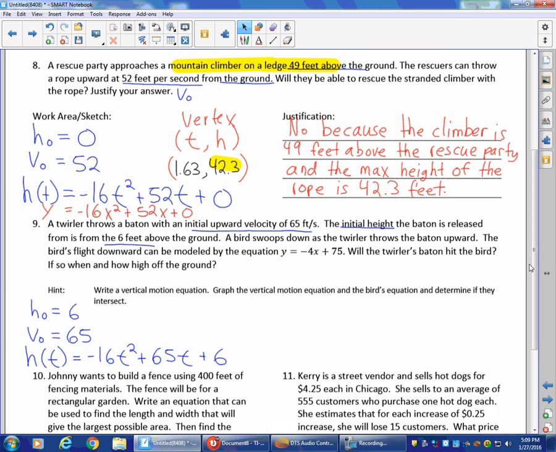The other part that's going to be special here is I'm going to graph this equation, but they start to talk about a bird's flight downward can be modeled by this equation. So this bird swooping down could get hit by this baton, and so we're going to graph this equation and find out, do they really intersect? So could it possibly hit? And if it does hit, when? And how high off the ground? Okay, so we're going to graph our first equation. Remember, it's going to be like y equals negative 16x squared plus 65x plus 6.